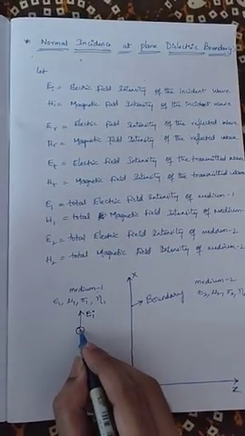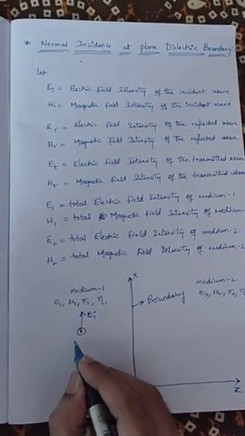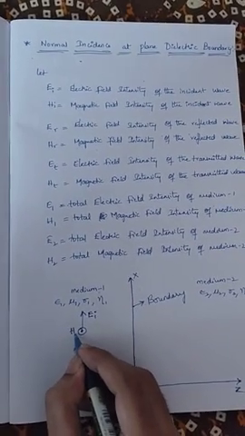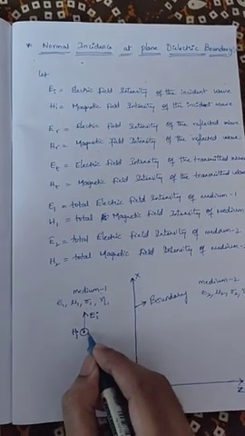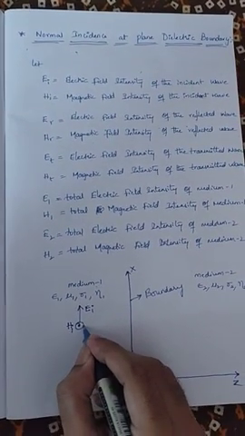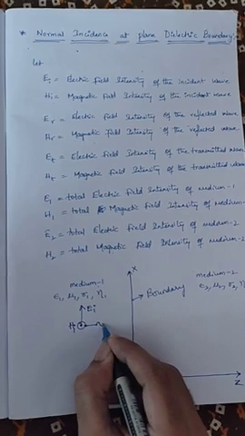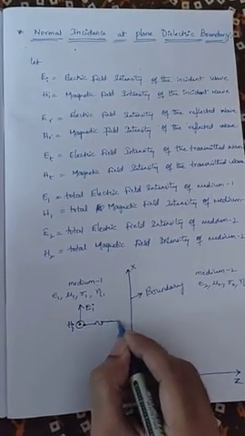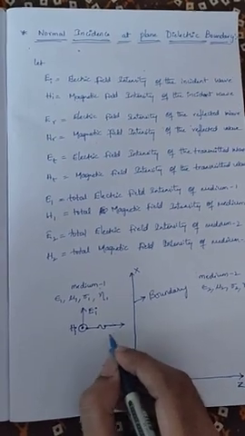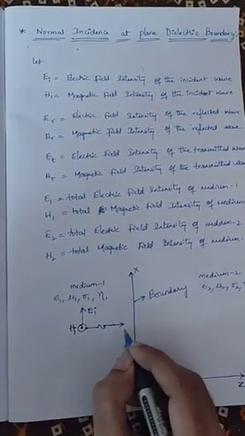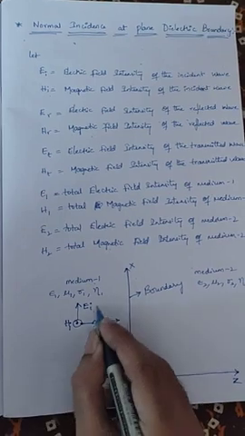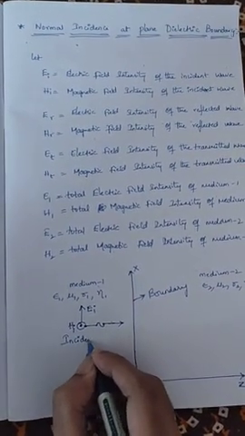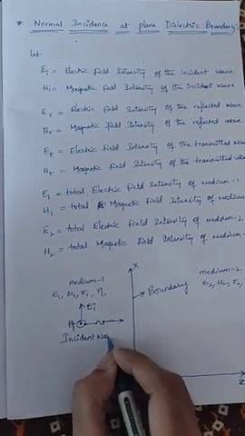Now the H field must be normal to this direction, so this is represented as z, Hi. The direction of propagation of the wave must be the cross product of these two, in this direction. So this is the direction of propagation of this particular incident wave.